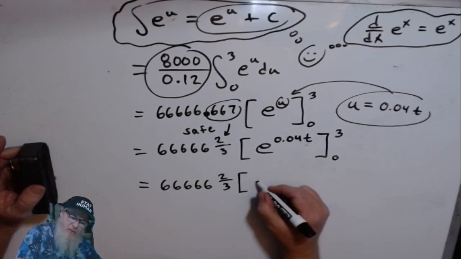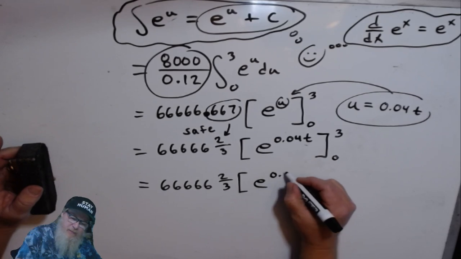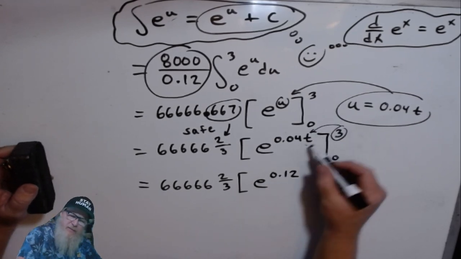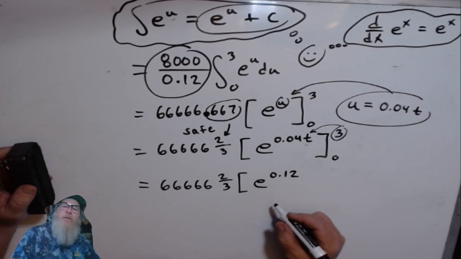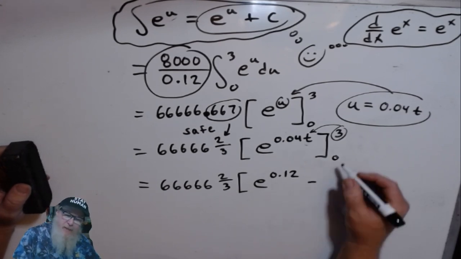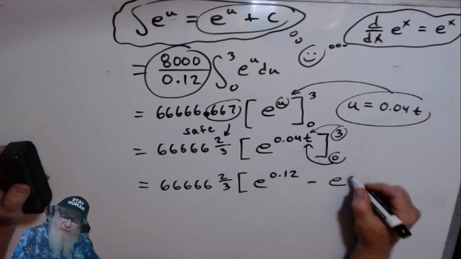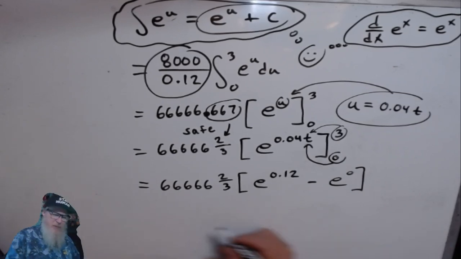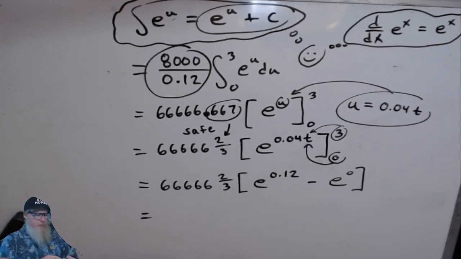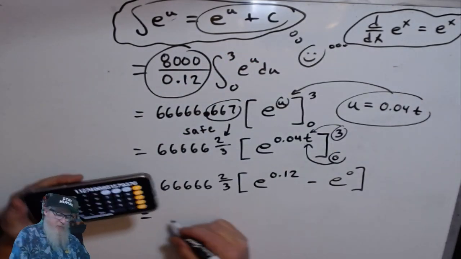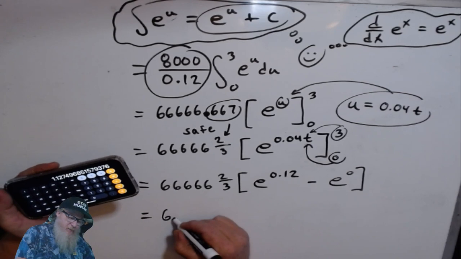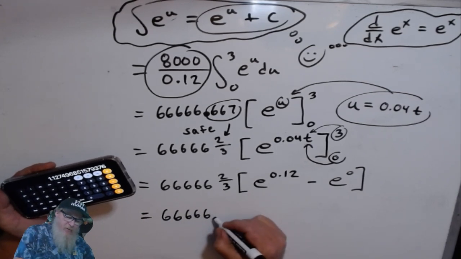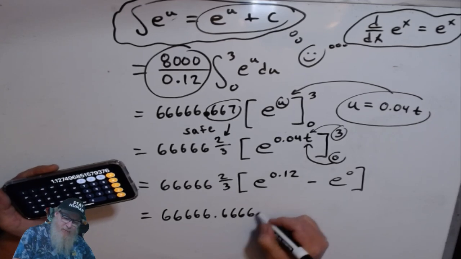And now the easy part is just plugging in the 3. So when we plug in the 3 into the t, we get e to the 0.12. And then when we plug in the 0, we get e to the 0. 0 times 0.04 is still just 0. And the exponential button on the calculator gives us decimals. See, I don't know what I was worried about with these fractions. I was going to end up with decimals anyway.